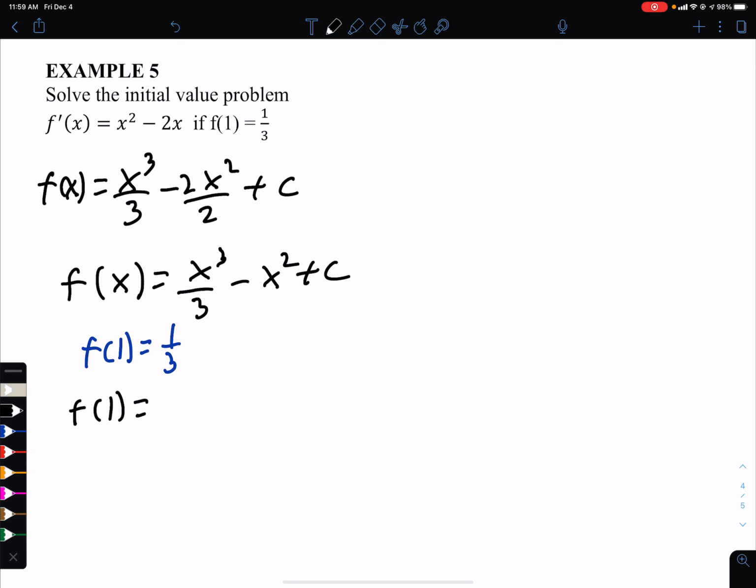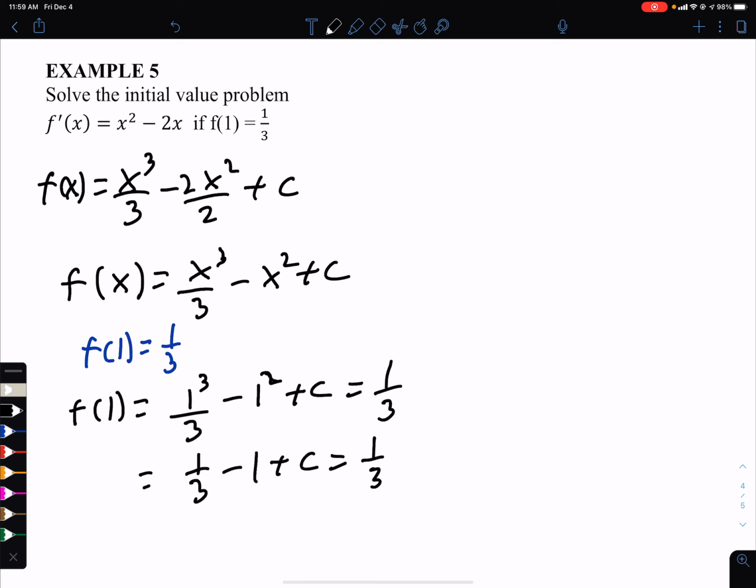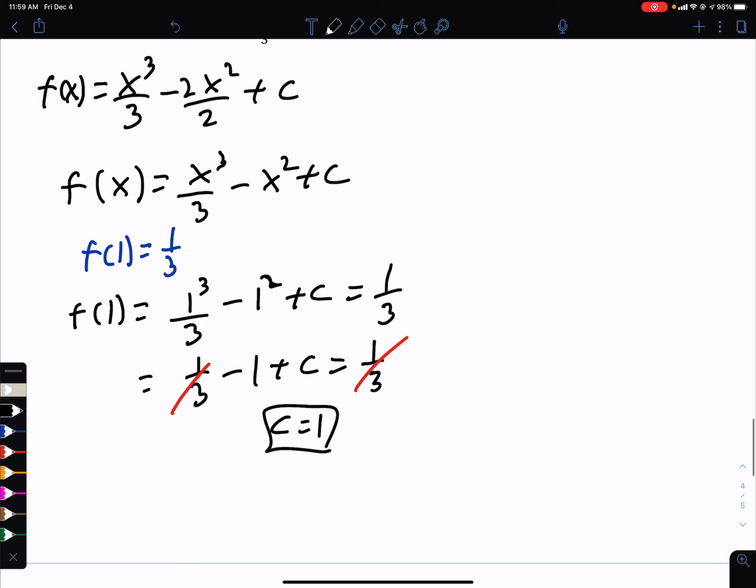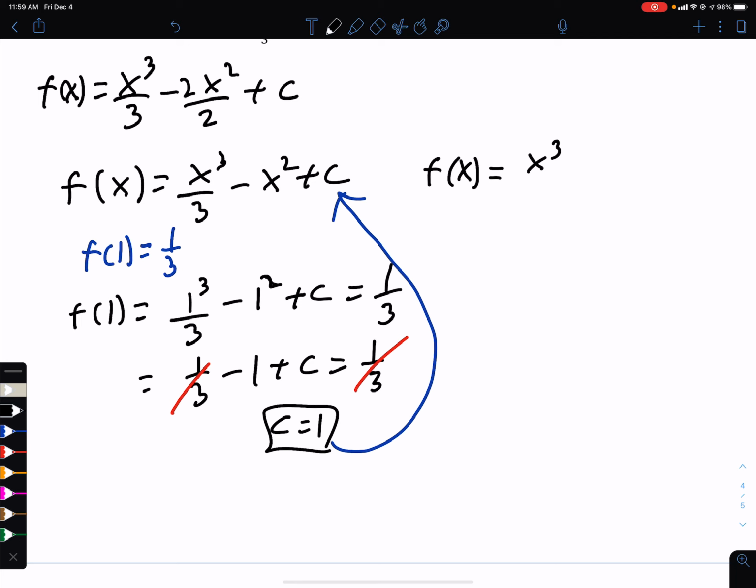F of 1 equals 1 cubed over 3 minus 1 squared plus c equals 1/3. Well, I get 1/3 minus 1 plus c equals 1/3. First thing I notice, I can subtract 1/3 from both sides. Then I can add 1 to both sides. And now I have found c. Now that I know what c is, I'm going to take that and plug it in. So now I have, this is called the particular solution. Oops, it's minus x squared.